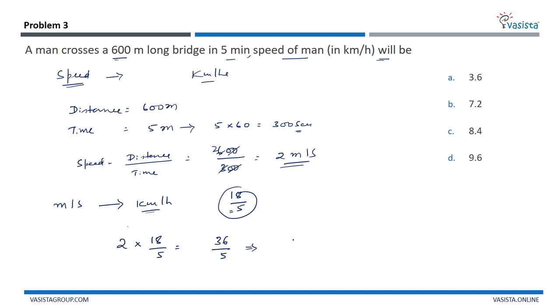5 sevens are 35. So one remainder, put a dot, take 0. So 5 twos are 10. It is 7.2 kilometer per hour. You know how to divide it, right? 36 divided by 5. 5 sevens are 35. Correct. 1 can't divide, put a dot here and take 0. 5 twos are 10.